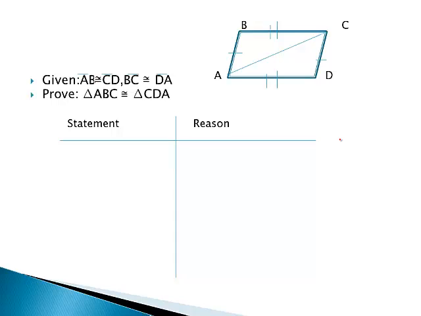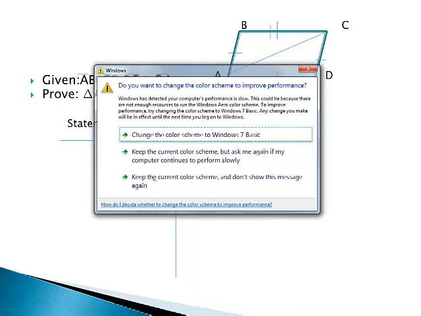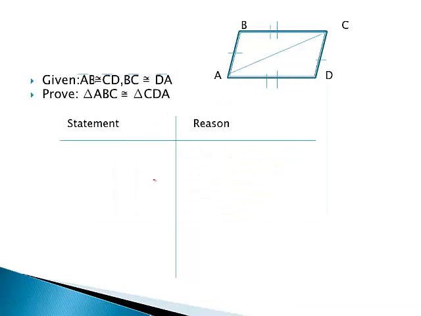Okay, so now we have a proof, and again, I want to emphasize label as you go along in the proof. We have two triangles that we're trying to prove congruent, which would be triangle ABC and triangle CDA, which is this guy and this guy. So, what am I always starting off with? You always start off with the given. AB is congruent to CD, BC is congruent to DA.